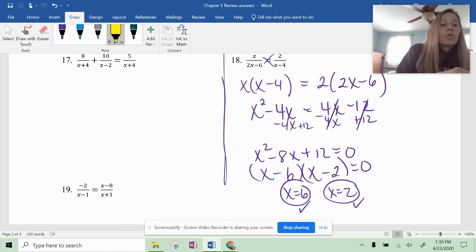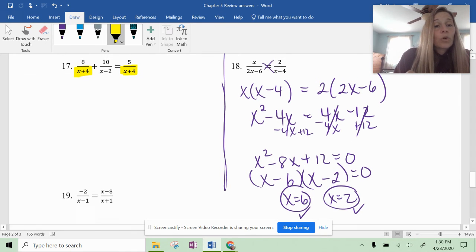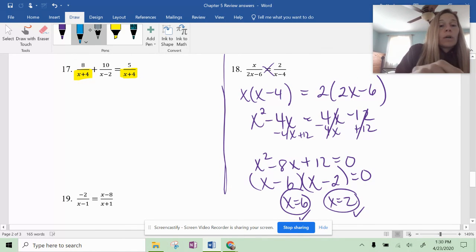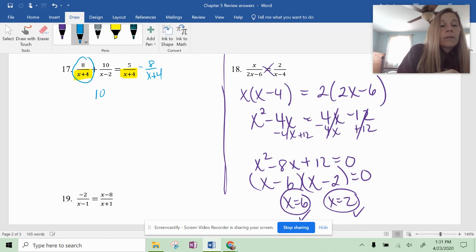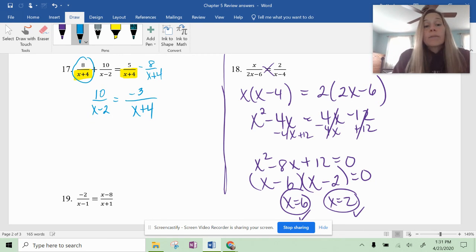Now the next problem, you could use LCD or cross multiplying. Because I have two denominators that are the same, if I just bring my 8 over x plus 4 to the other side, I think that's a little bit easier because 5 minus 8 is -3, and then I'm just going to put it over that common denominator of x plus 4.